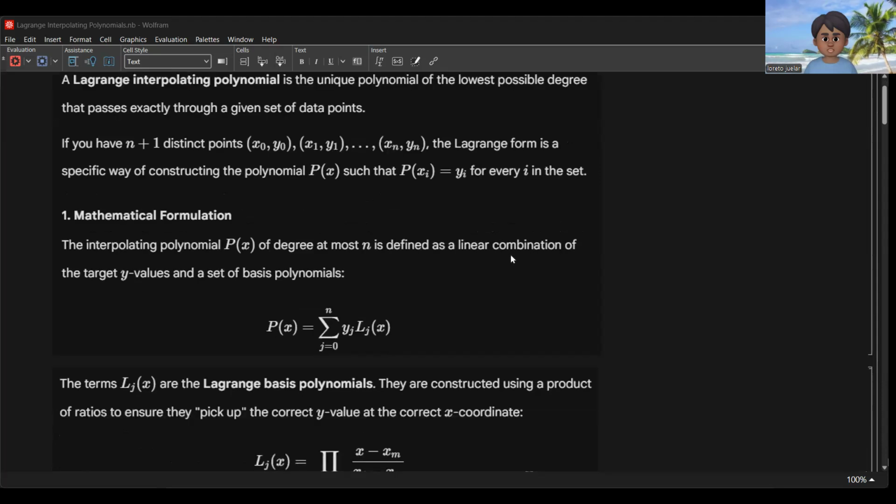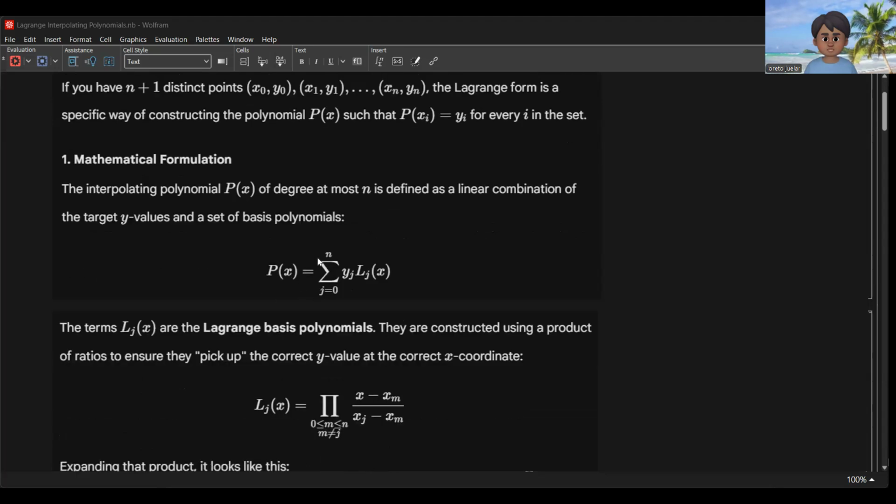You have the mathematical formulations. The interpolating polynomial p of x of degree at most n is defined as a linear combination of target y values and a set of basis polynomials. So we have the p of x here, the summation of the product of y sub j and l sub j of x from j equal to 0 to n. The terms l sub j here are the Lagrange basis polynomials.